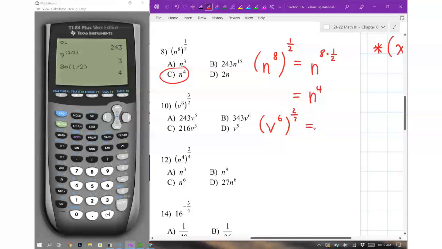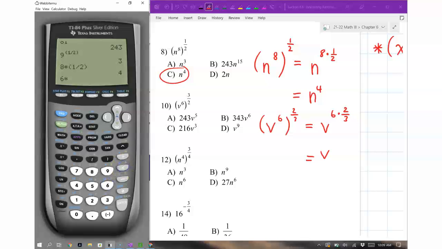So a power to a power, that means you get v to the 6th times 2/3. So what does that give you? V to the, so put it on your calculator, 6 times 2/3. You notice when I write fractions, I put parentheses around them. I just want the calculator to know that that's a fraction. Okay? I get 4. All right, so that's v to the 4th.